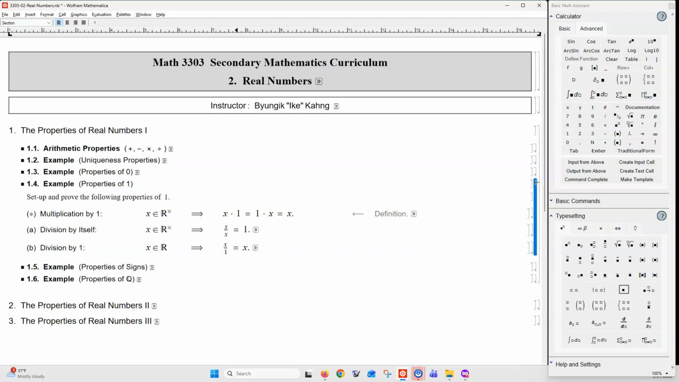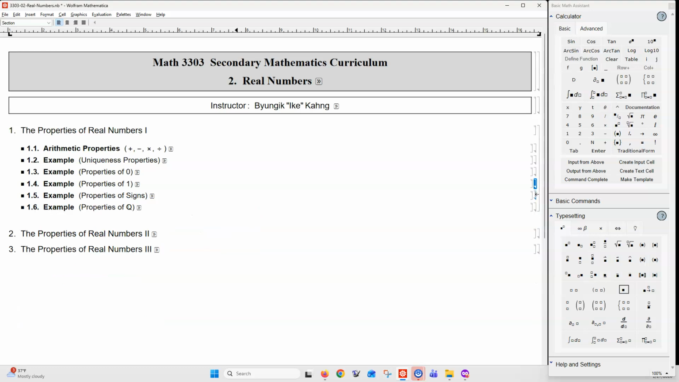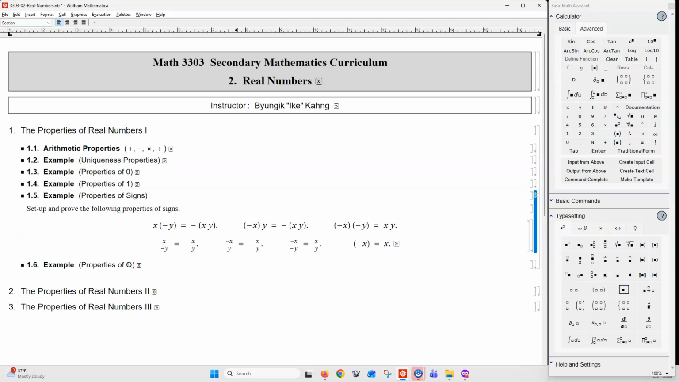Okay, some properties of 1. I think these are going to be easy to prove, so I'll leave those to you. Okay, let's discuss these.